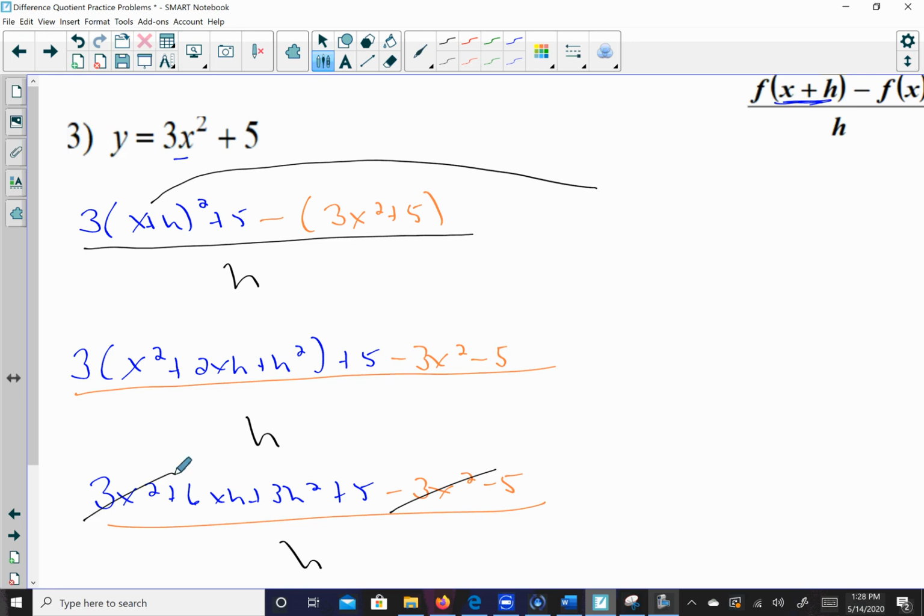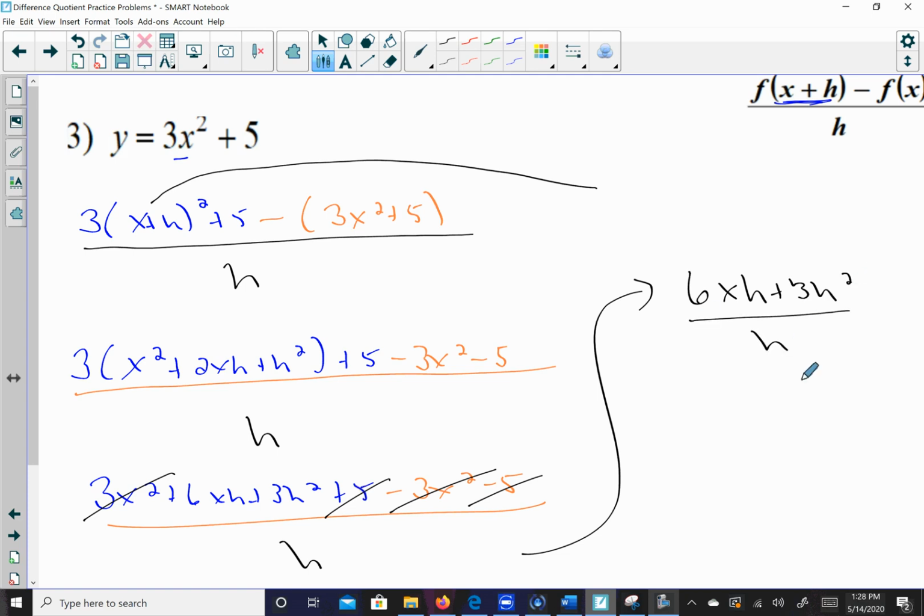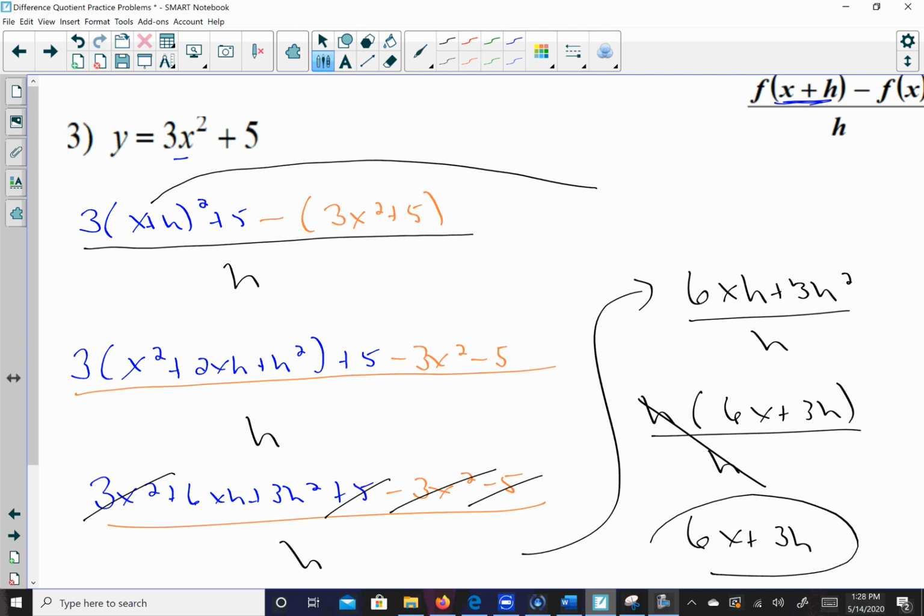The 3x squareds will equal 0. The 5s will equal 0. I'm just going to go over here. I'm left with 6xh plus 3h squared all over h. Factoring out the h, I'm going to have 6x plus 3h all over h, and I'm left with 6x plus 3h, which is the exact same answer I got last time, but it was a different function, and that's okay.